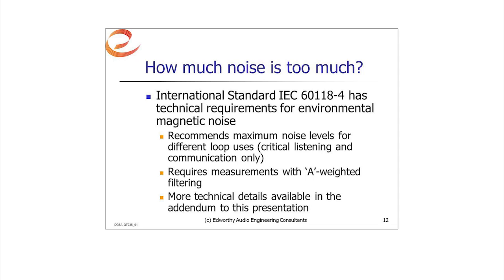Now, there is an international standard. For those of you that like numbers, it's called IEC 60118-4. It's an international standard for the performance of loop systems, and it has technical requirements for environmental magnetic noise. It recommends maximum noise levels for different types of loop use. It recommends a particularly low level for critical listening, and it allows higher noise levels for uses where we're just using the loop for short-term communication.